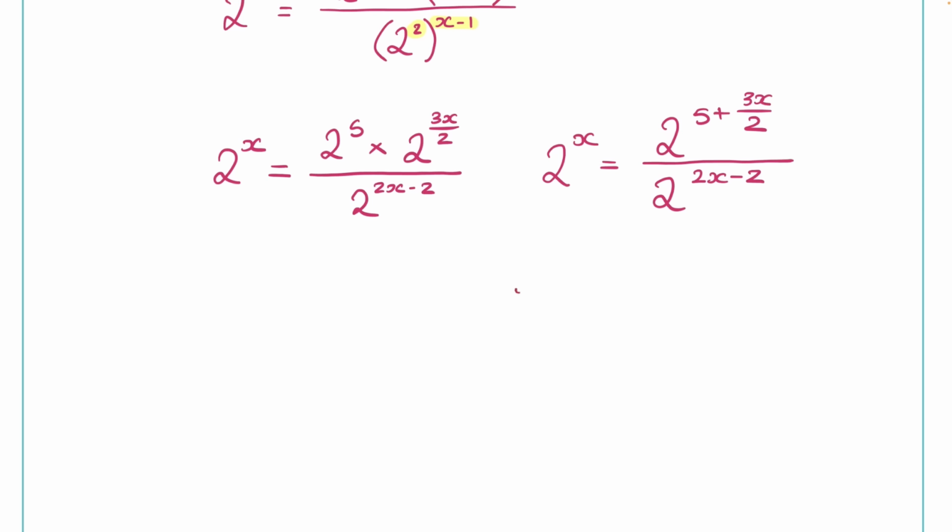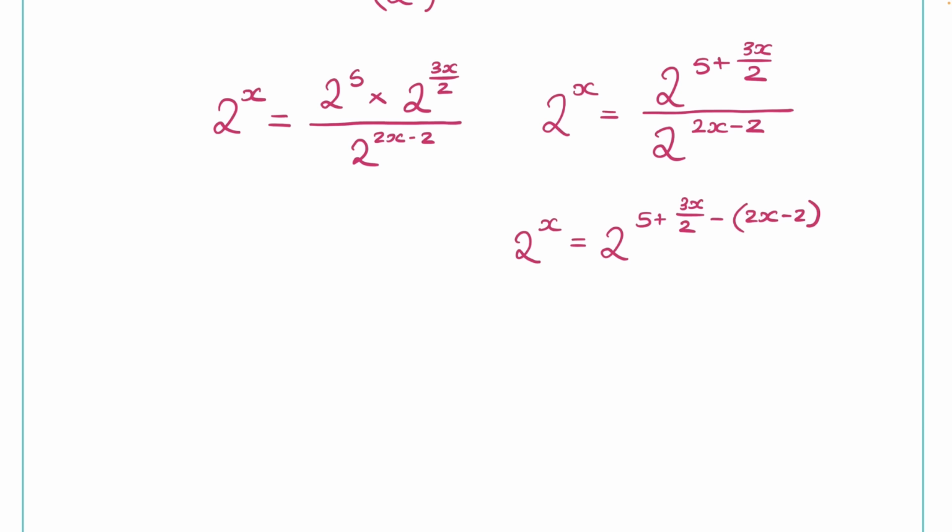Again, it's not going to look particularly nice, but we have 2 to the power of x, which will equal 2 to the power of 5 plus 3x over 2, subtract 2x minus 2. And notice I've put that power in a bracket there, as we're going to be subtracting both pieces, it is going to change the sign of the negative 2. So I could tidy that up, but we are in a position now where we can see that this power of x has to equal this huge power over here. That's quite a large power there.